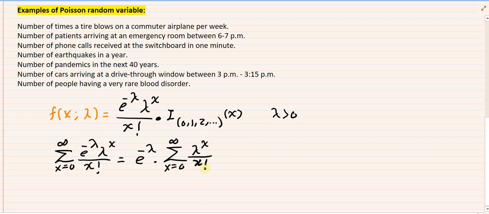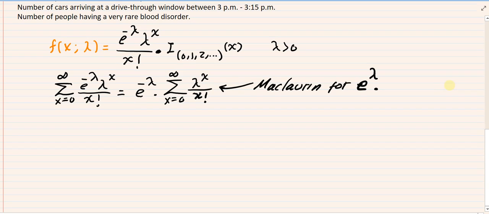We recognize the whole summation as a Maclaurin series for e to lambda. Remember, Maclaurin series are Taylor series centered at 0. So this will give us e to negative lambda times e to lambda, and that would be e to lambda minus lambda, or e to 0, which is 1. So we just showed that this is indeed a valid probability distribution.